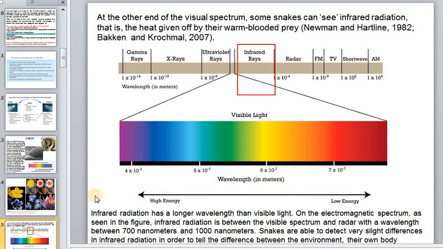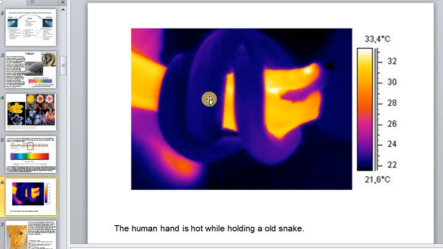Infrared radiation lies between the visible spectrum and radar, with a wavelength between 700 and 1000 nanometers. Snakes are able to detect very slight differences in infrared radiation in order to tell the difference between the environment and even their own body. Here we see the snake sees the warm hand of the human, even if the human hand is hot while holding a cold snake.